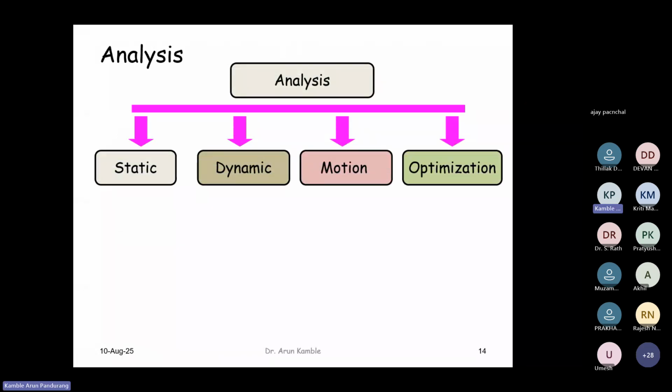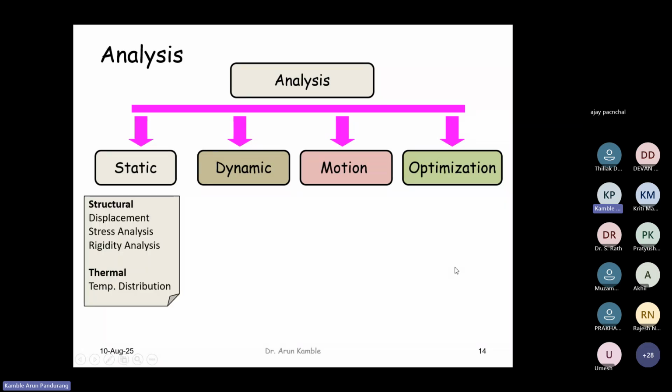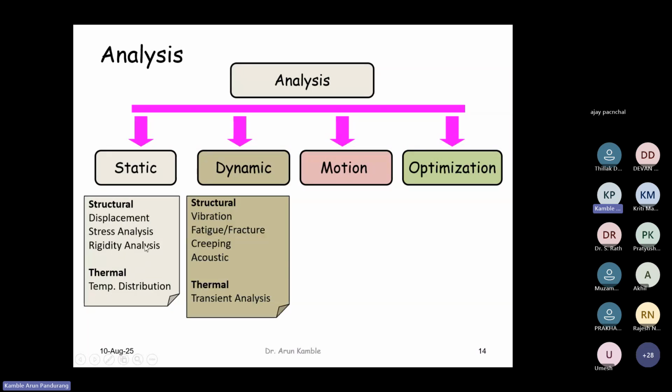So in this method there are different types of analysis we can perform. First one is static analysis. In the structural analysis we can find the displacement. We can do the stress analysis, we can do the rigidity analysis, or in case of the thermal analysis, we can also find the thermal temperature distributions in the problems.